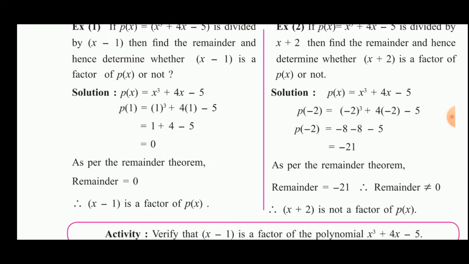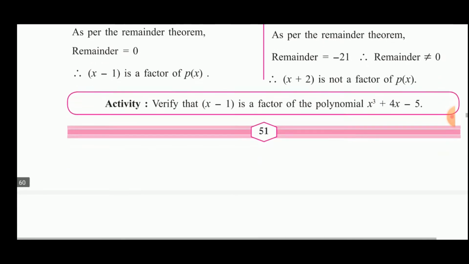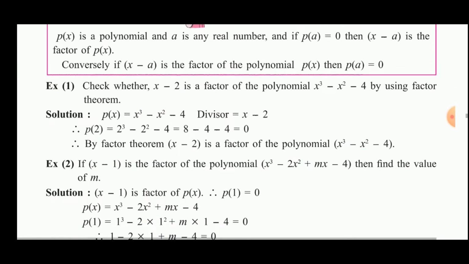So this means that if any polynomial is given to you and the divisor is given, and you find out the remainder by using the remainder theorem and if you get the remainder 0, then we say that the divisor is a factor of the polynomial p.